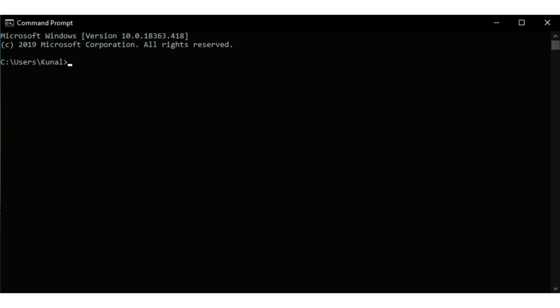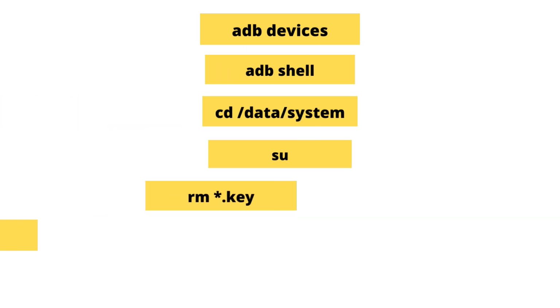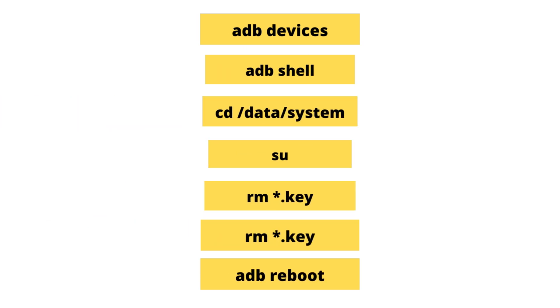Now connect your phone to the computer using a USB cable. After that, we have to enter few ADB commands. Don't worry, you don't have to remember any of them. Just copy and paste them one by one from the description below.